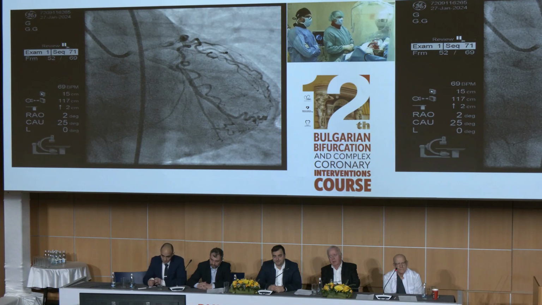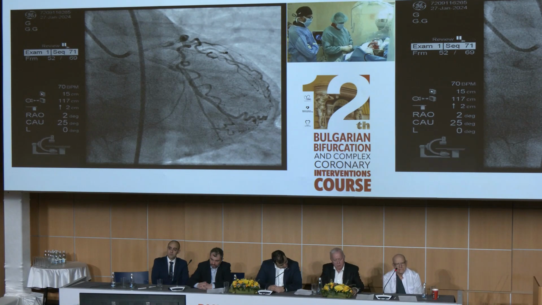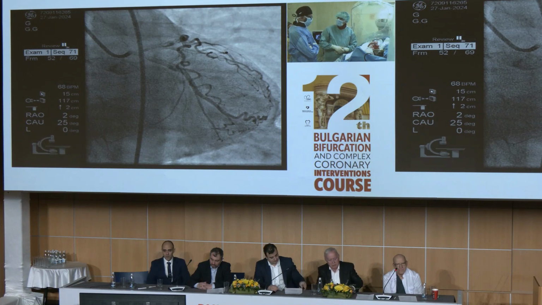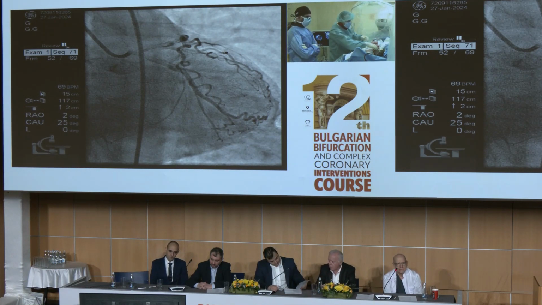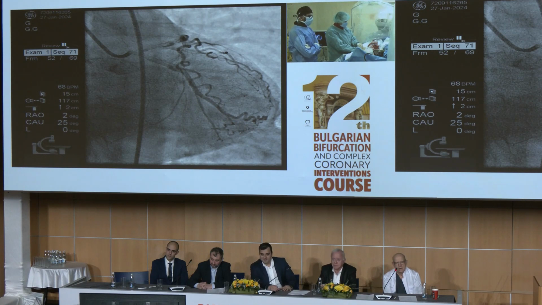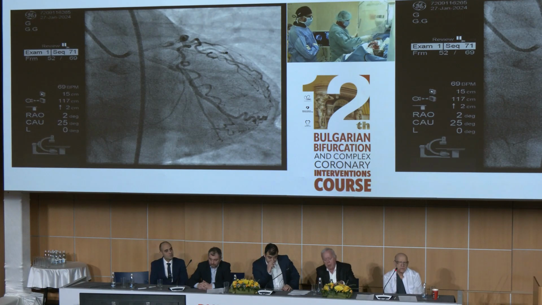But I think that after inflation of 2.5 non-compliant balloon up to 24, 26 atmospheres, we cannot obtain much more with the current devices. So probably the best is to stop. For sure. I think the result is excellent, and let's not forget that we cannot achieve this.